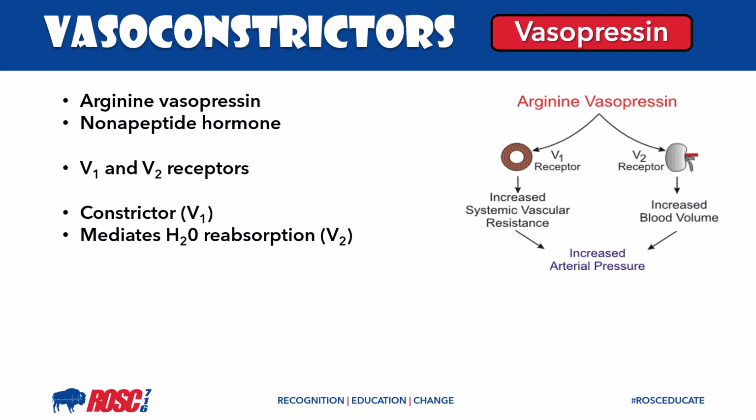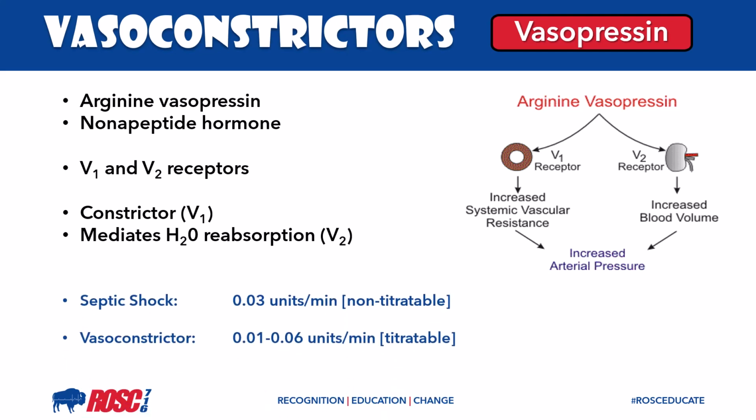It's normally formed in the hypothalamus, and it's released in the posterior pituitary. And while the hormone has multiple functions, we're going to focus on two. V1 causes vessel constriction, and V2, the antidiuretic hormone effect, increases water reabsorption in the kidneys at the collecting duct level. So in actuality, this medication has the potential to increase SVR and conserve blood volume.